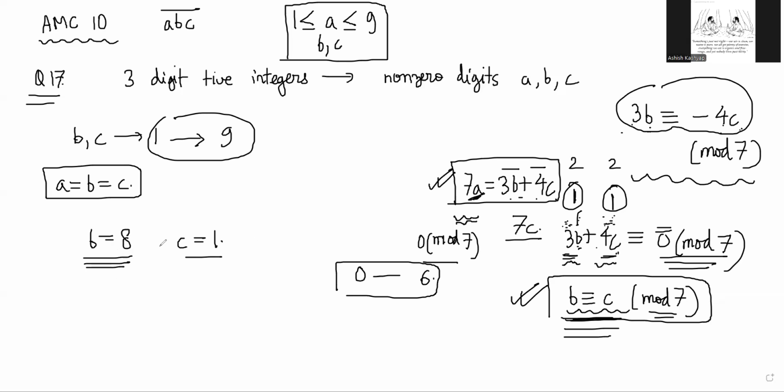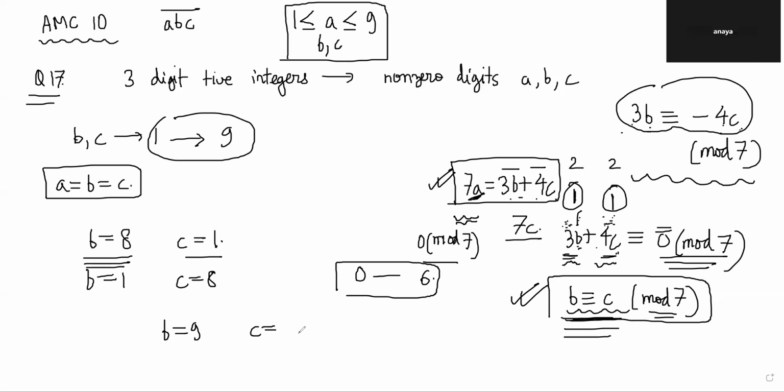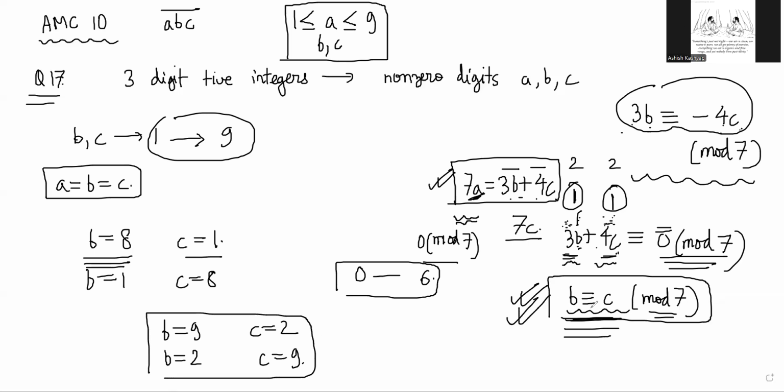The opposite is also possible. B is 1, C is 8, right? And similarly, B is 9, C is 2 is possible. And the opposite is also possible. B is 2, C is 9, right? That still keeps them congruent to each other, but this gives us different values of A, I think.